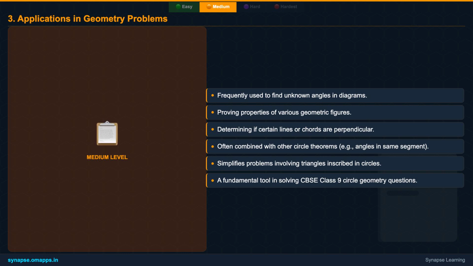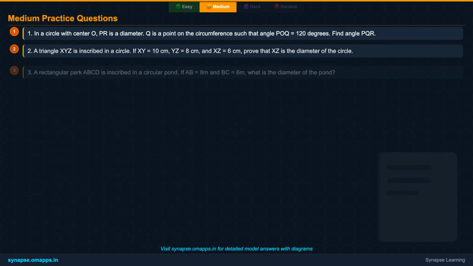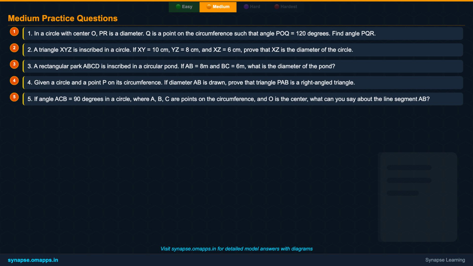These properties are super useful in solving geometric problems, allowing us to find unknown angles, lengths, or prove relationships within figures involving circles and triangles. Alright, it's time for some medium-level practice.